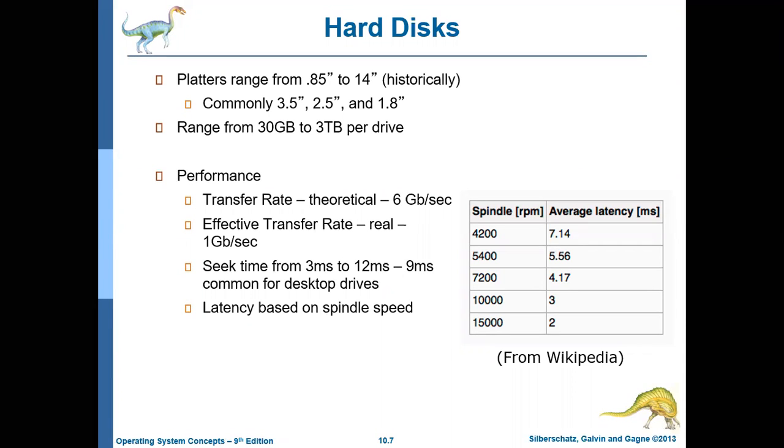And this is the typical performance. In theory, the transfer rate is given as 6 gigabits per second. That is the time required to transfer data from CPU to the drive, or from drive to the CPU. But the effective transfer rate in real time is given as 1 gigabit per second. And seek time is normally from 3 milliseconds to 12 milliseconds, but generally for desktop drives it takes about 9 milliseconds.